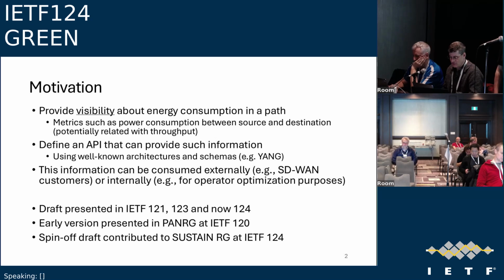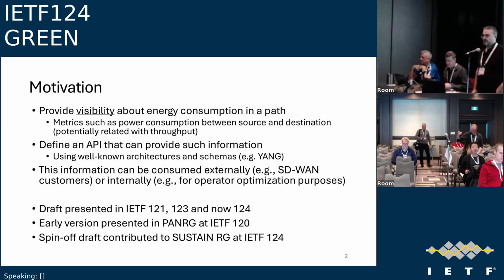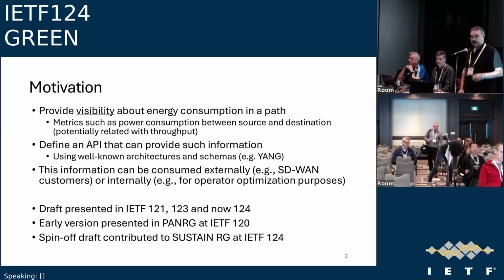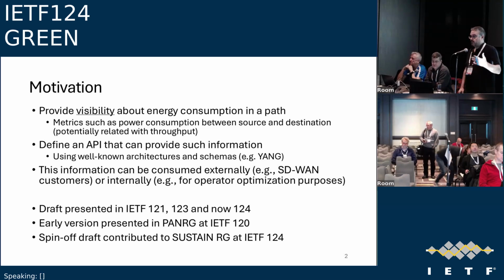So the original motivation for this work was to provide visibility about the energy consumption in a path in the network, so that we can retrieve from that API the metrics that could be of interest for the consumers of that API, that could be the power consumption across this path. And because we associated first with external customers, SD1 customers, we introduced the possibility of allocating or making it proportional to the throughput. So somehow the throughput is considered in the API, even though we could even retrieve the complete energy of a path.